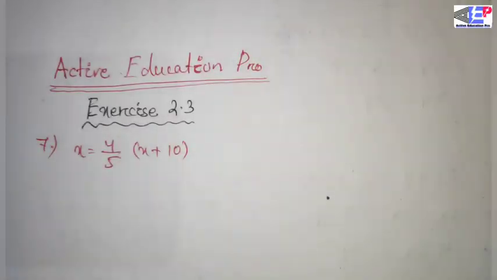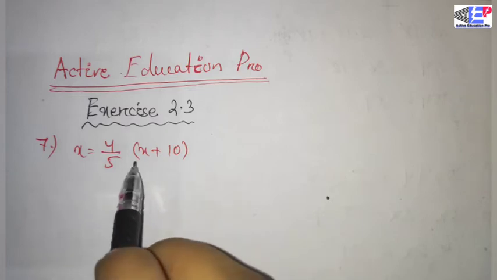Here I am going to solve more questions on linear equations in one variable of class 8, exercise 2.3. In my last video I solved up to question number 6. Now we start from question number 7. Question number 7 is x = 4/5 (x + 10).